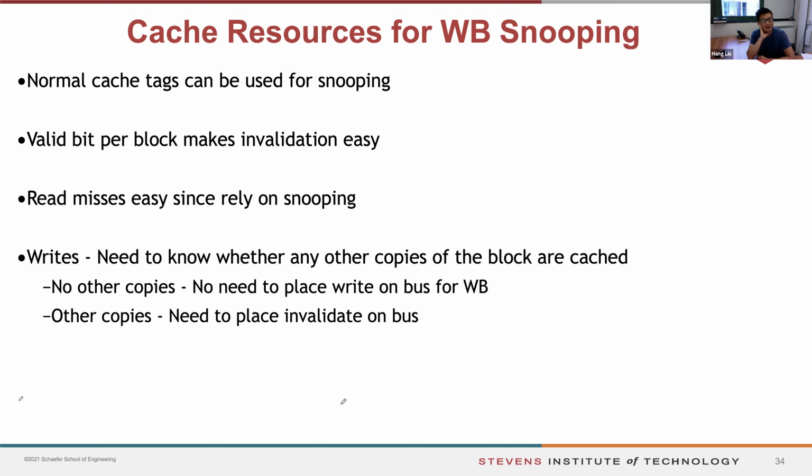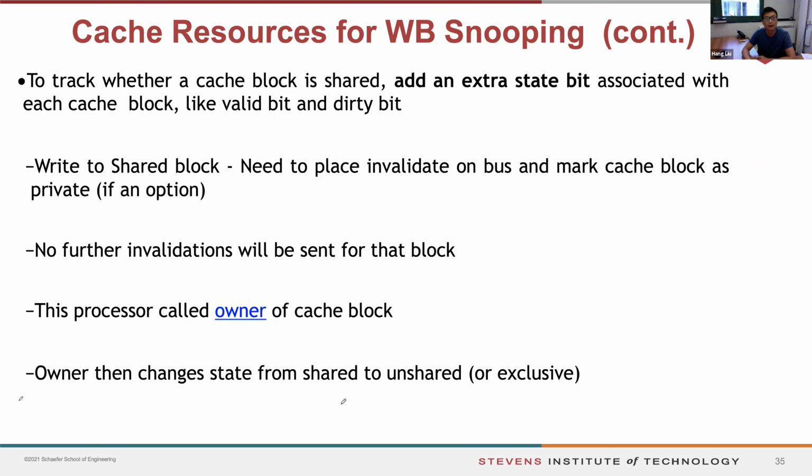Read misses are easy since they rely on snooping, right? We need to know whether any other copies of the block are cached. If there are no other copies, there is no need to place a write on the bus for write back. If there are other copies, then we need to place an invalidate on the bus so that the other copies can be invalidated. They know that this is not up-to-date. Okay.